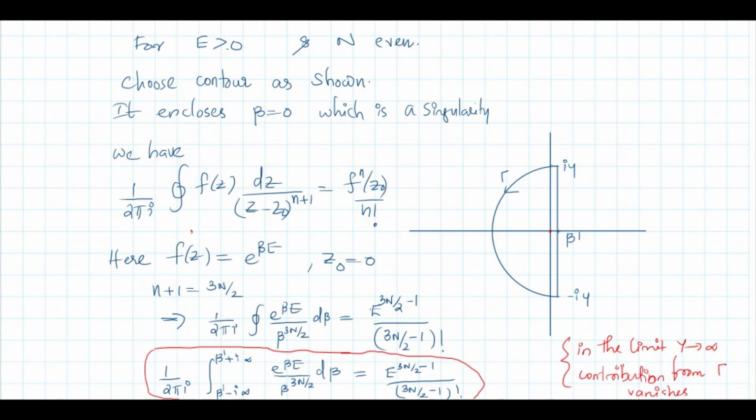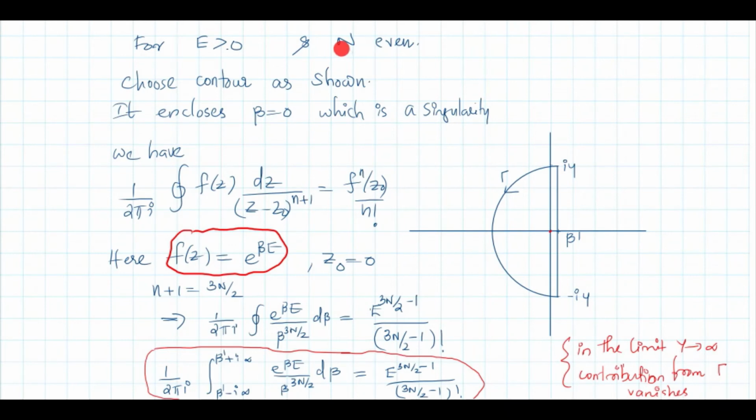Each time you take the derivative of e raised to beta e. One time, you will get e into e raised to beta e. Two times, e square into e raised to beta e. So 3n by 2 minus 1 times will give you e raised to 3n by 2 minus 1. Finally, you put z naught, that is 0. So e raised to 0 is 1. That is why the numerator is like this. Denominator is factorial of 3n by 2 minus 1. So this is the answer for the case with e greater than 0 and even n.